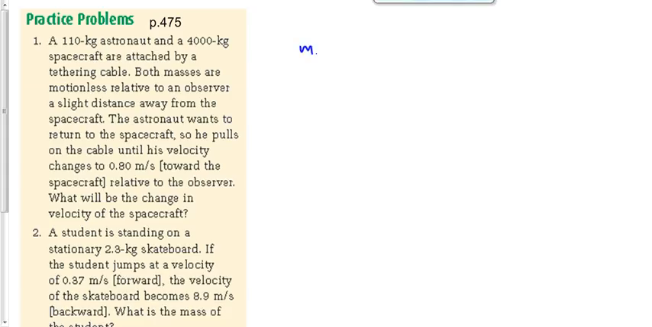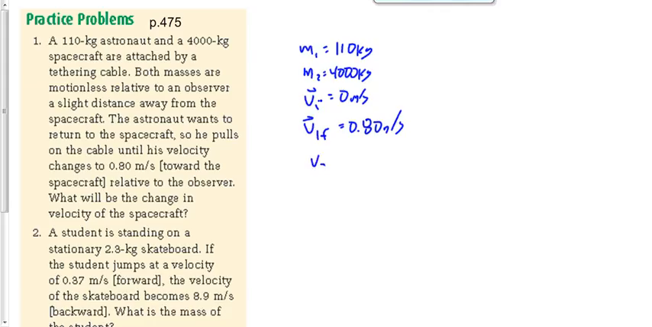We're going to say M1 is the astronaut, 110 kilograms. M2 is the spacecraft. We're going to say that V initial is 0. We're going to say V1F is 0.80 meters per second. And we're looking for the change in velocity, but really, since it was initially 0, we're looking for the final velocity of the spacecraft, right? I think it's going to be bigger or smaller than 0.8? Smaller, because it's heavier, right?